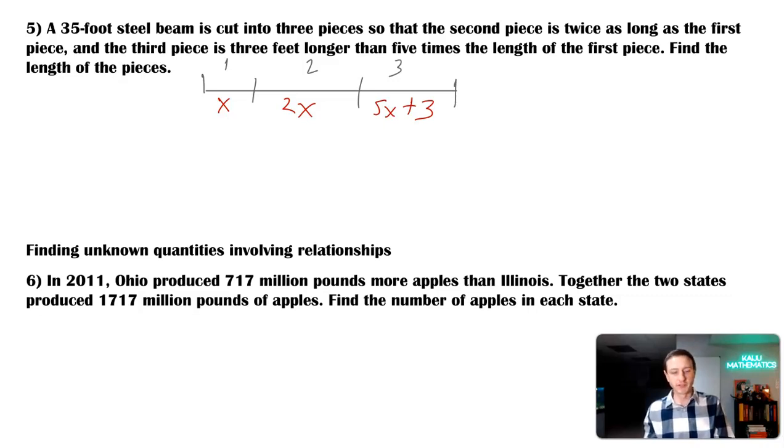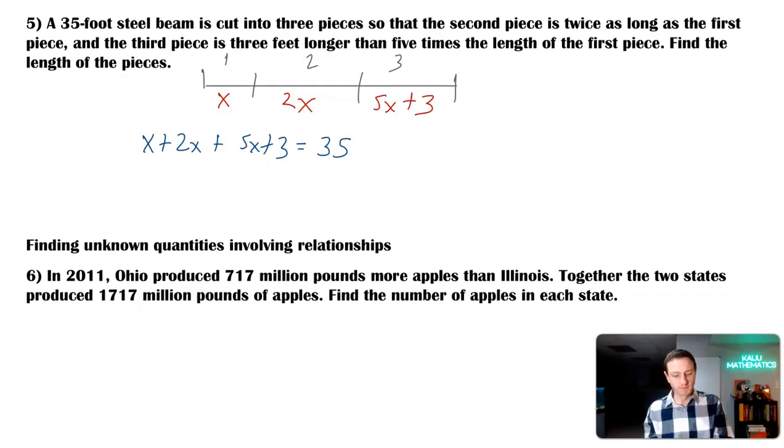Find the length of the pieces. Same thing as what we looked at on that last one. We have 3 segments being totaled together to make up the whole. So I'm going to have x plus 2x plus 5x plus 3 is equal to the total length of the steel beam, which is 35. x plus 2x plus 5x: 5x plus 2x is 7x, 7x plus 1x is 8x, plus 3 is equal to 35.